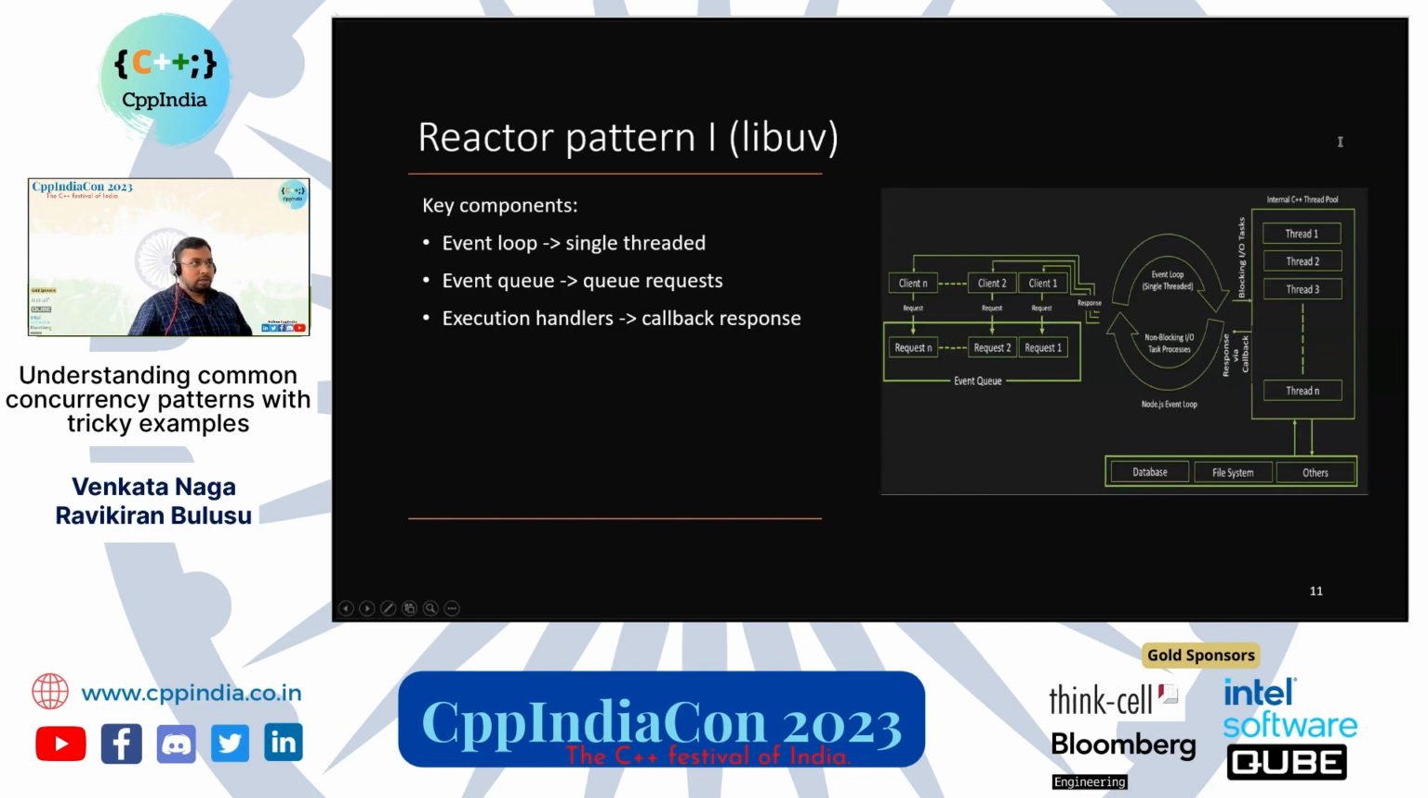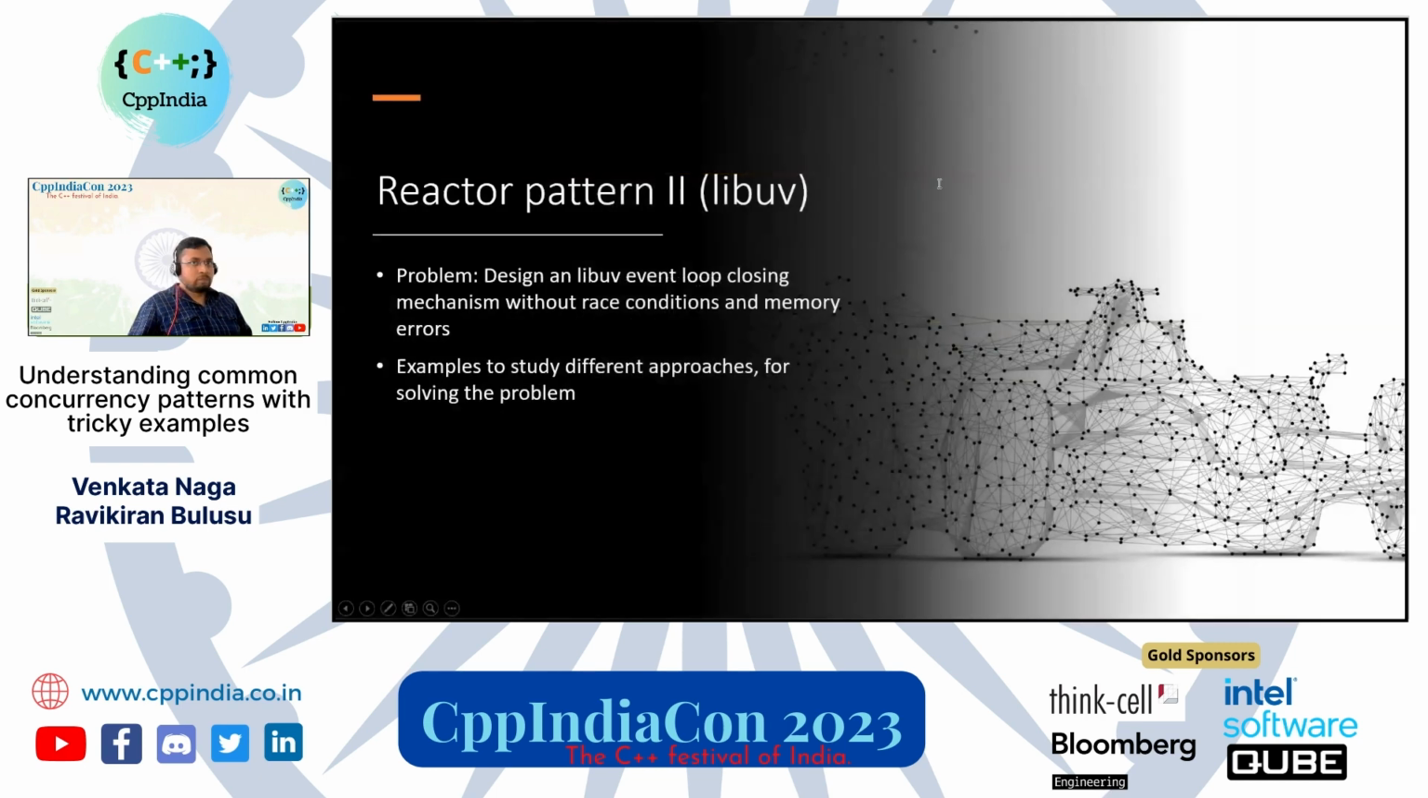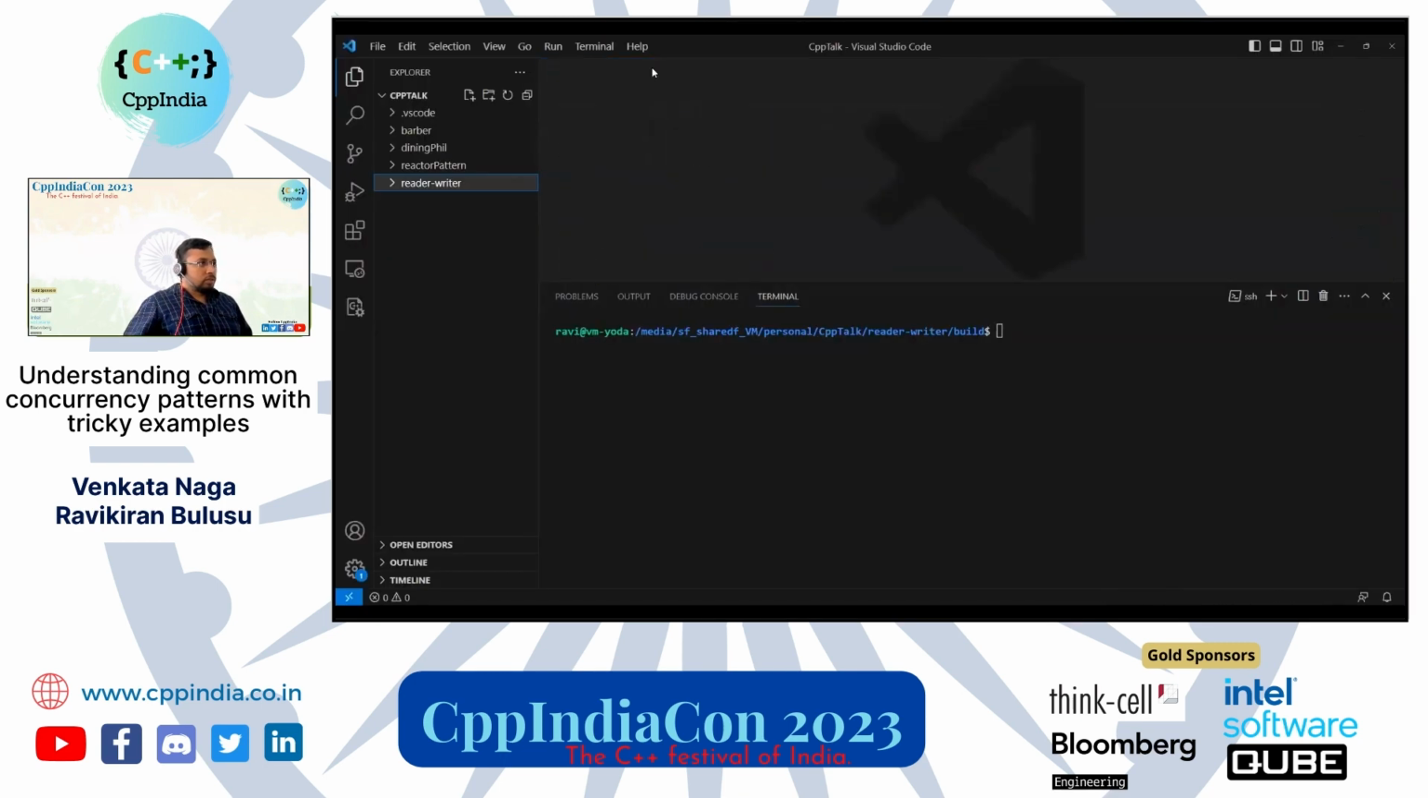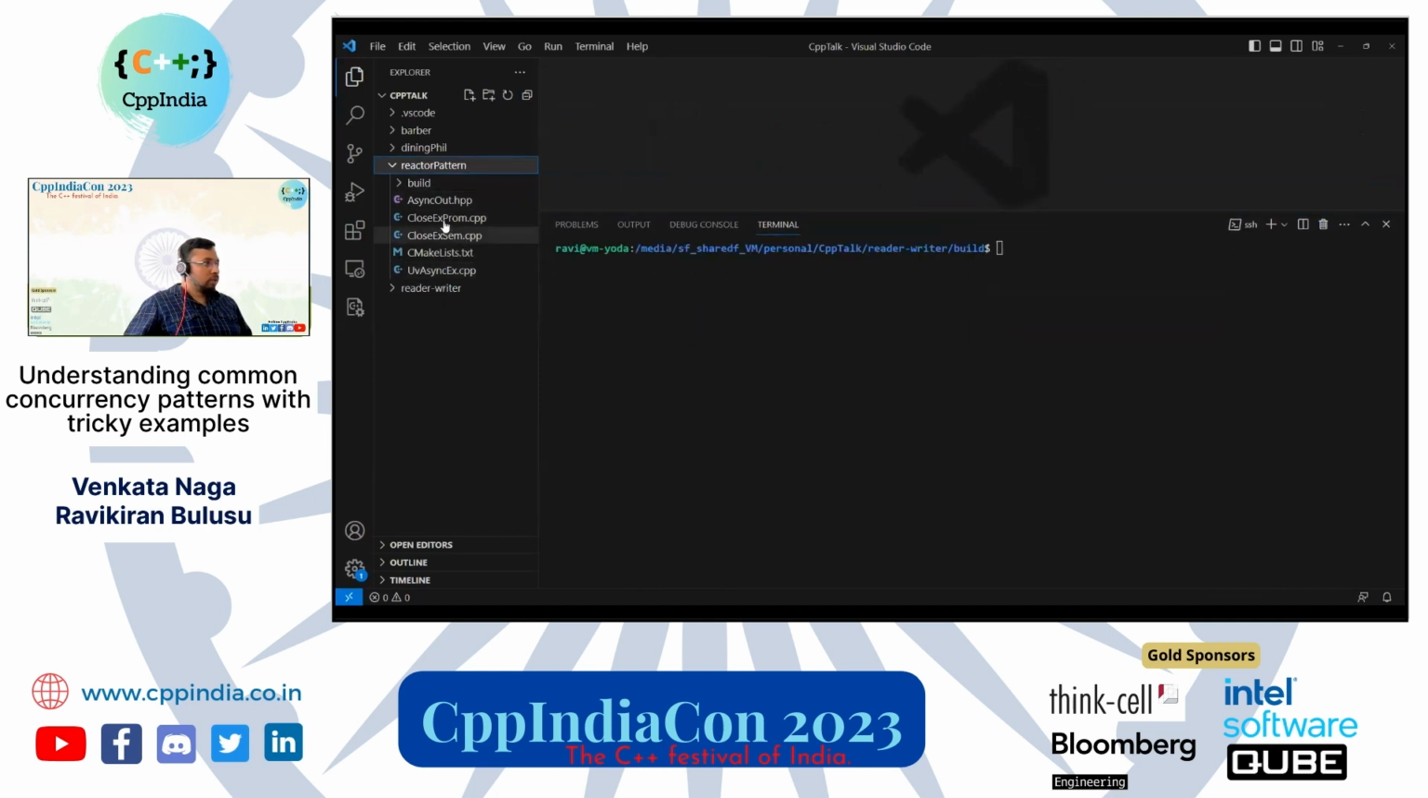So let's assume a problem here. The problem is I want to quit the event loop, but without any race condition and no memory errors. This is my problem goal. And with libuv as a case study, we are going to see how this can be achieved. This is the most interesting part of the talk.